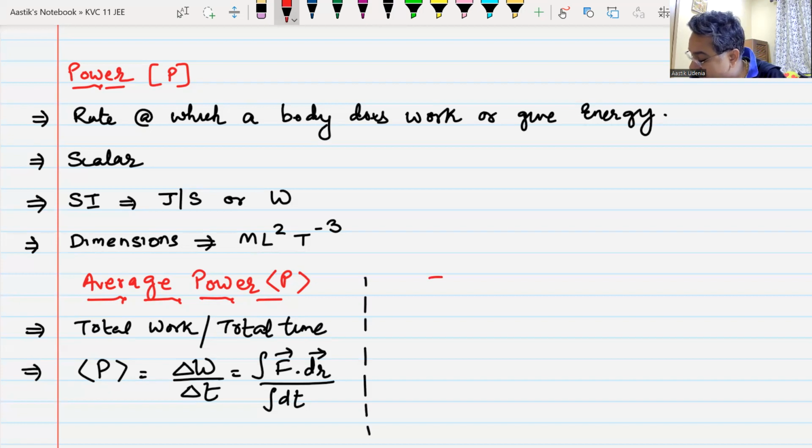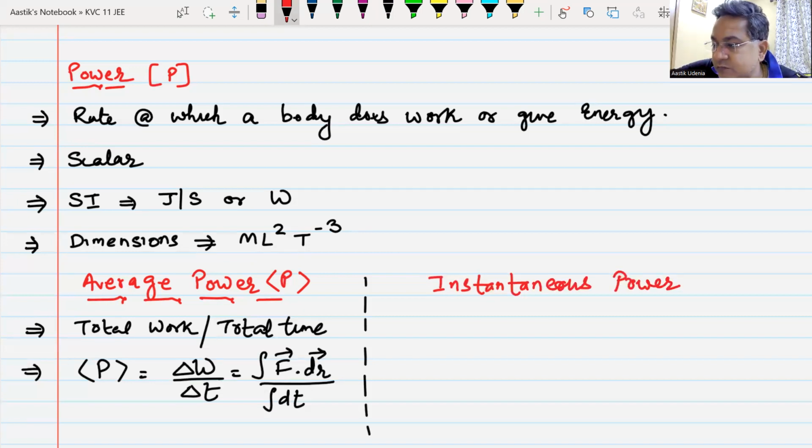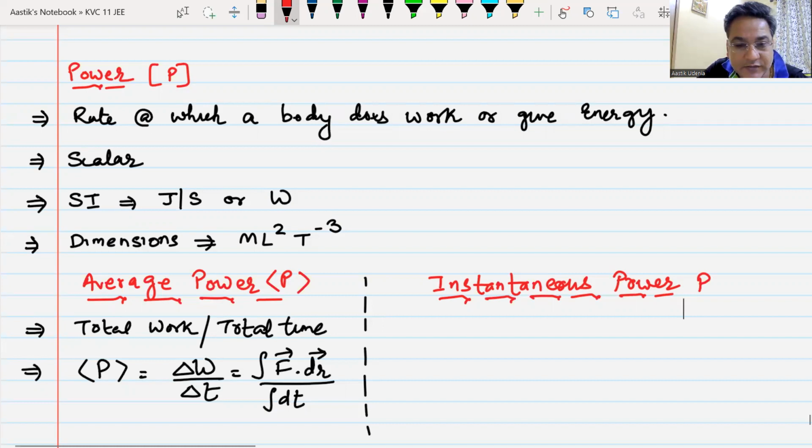What would be instantaneous power? What do you mean by instantaneous power? Instantaneous power means power at any instant. Instantaneous power is denoted by the letter P. What is instantaneous power? Yes, can anyone tell me what is instantaneous power?